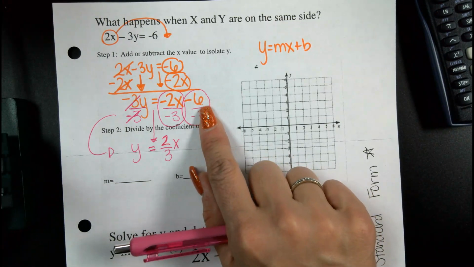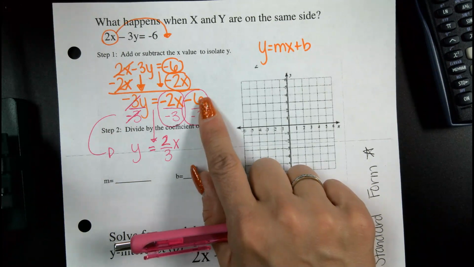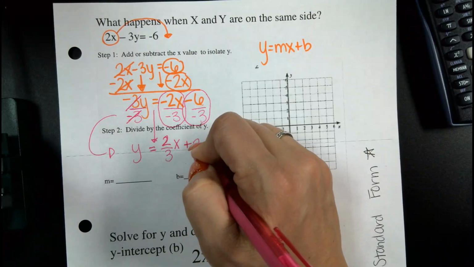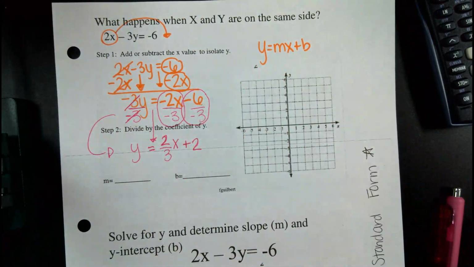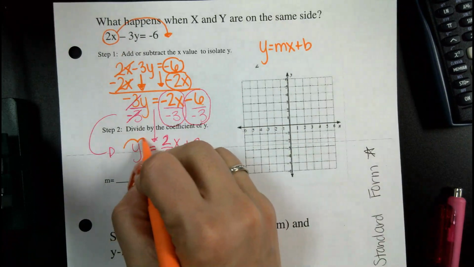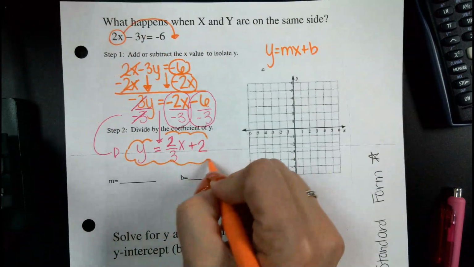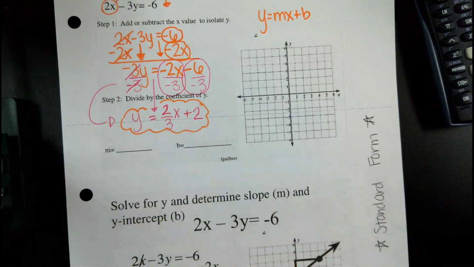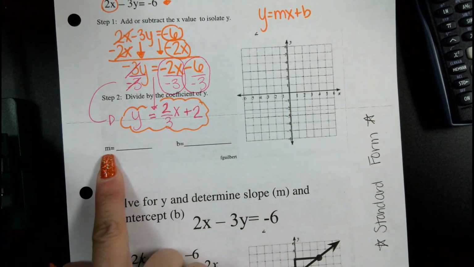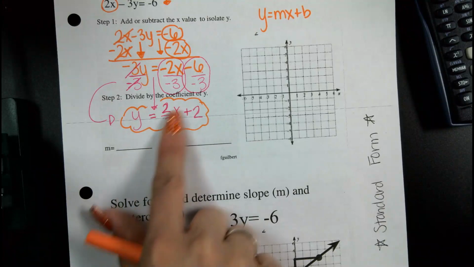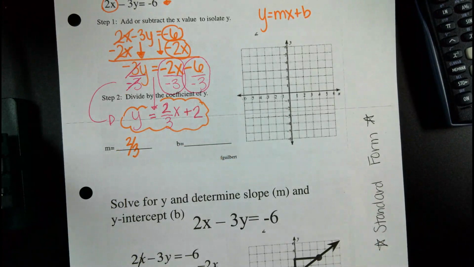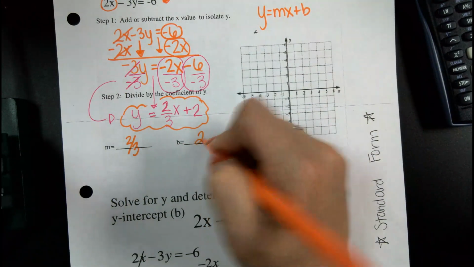So we would be taking -6 divided by -3, which is +2. Yep. And now we have the equation written in slope-intercept form because y is by itself. We have a slope in front of x, and then we have the y-intercept. Once you get here, they want you to identify our slope. So which one was the slope? The 2/3. And then my y-intercept is the +2.